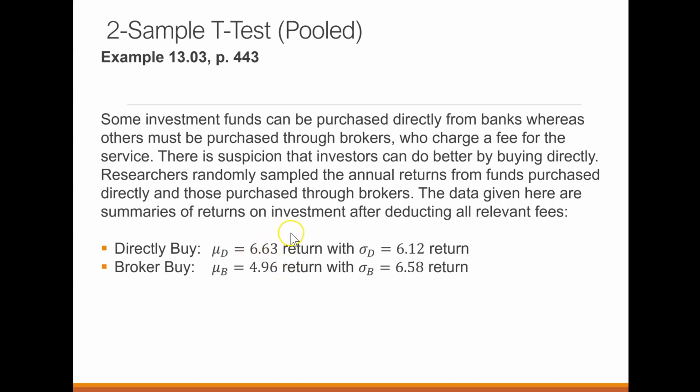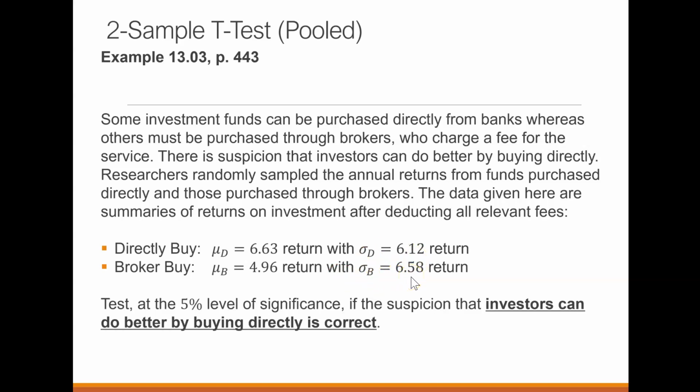Yes, okay. So the average buying directly, the return is 6.63, and the standard deviation is 6.12. And for the brokers, the average return is 4.96 with a standard deviation of 6.58. We're going to test at the 5% significance level the suspicion that investors can do better by buying directly.